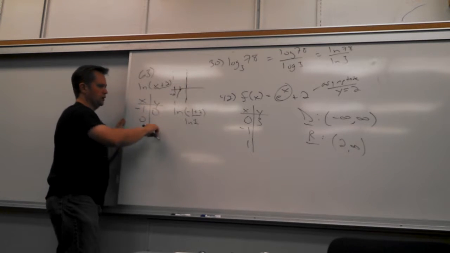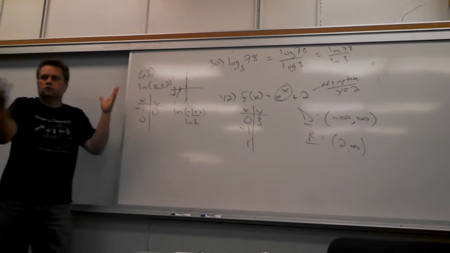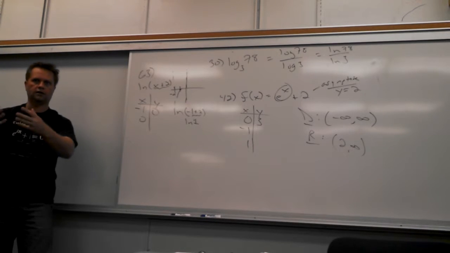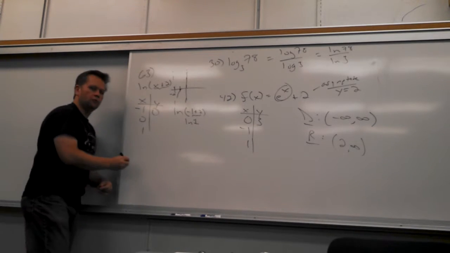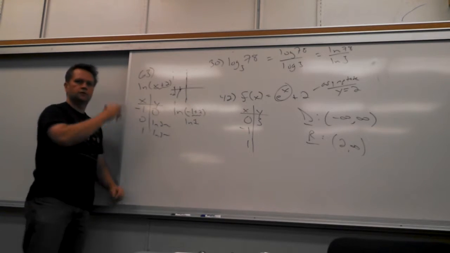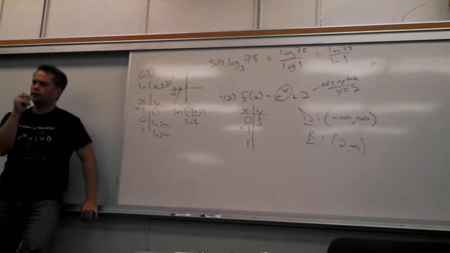Now at 0, it's whatever natural log of 2 is. Whatever, you can just get the approximation. Are you guys with me? So then you get the nice y-intercept. And maybe you can do one more point, natural log of 3, approximate it as a decimal, and you can plot it.